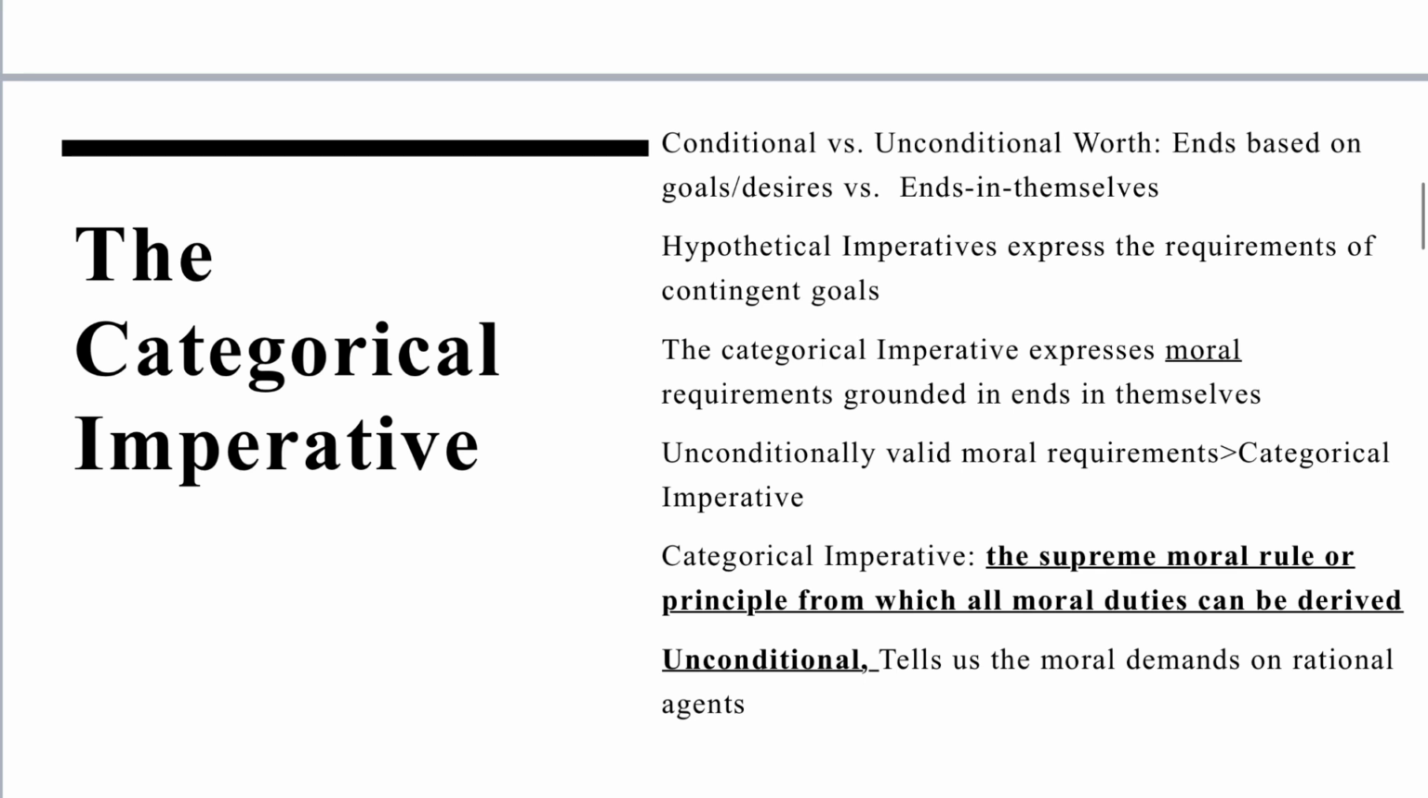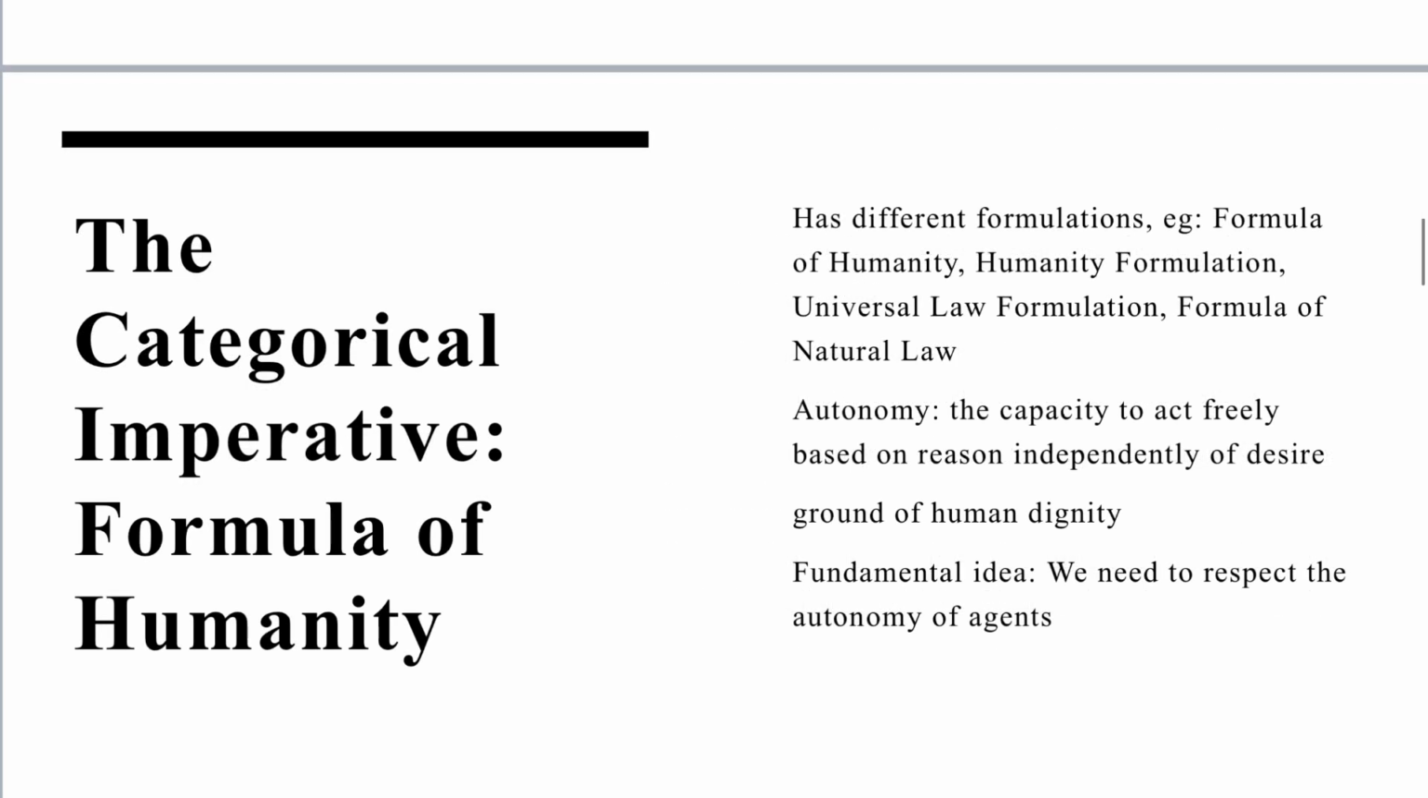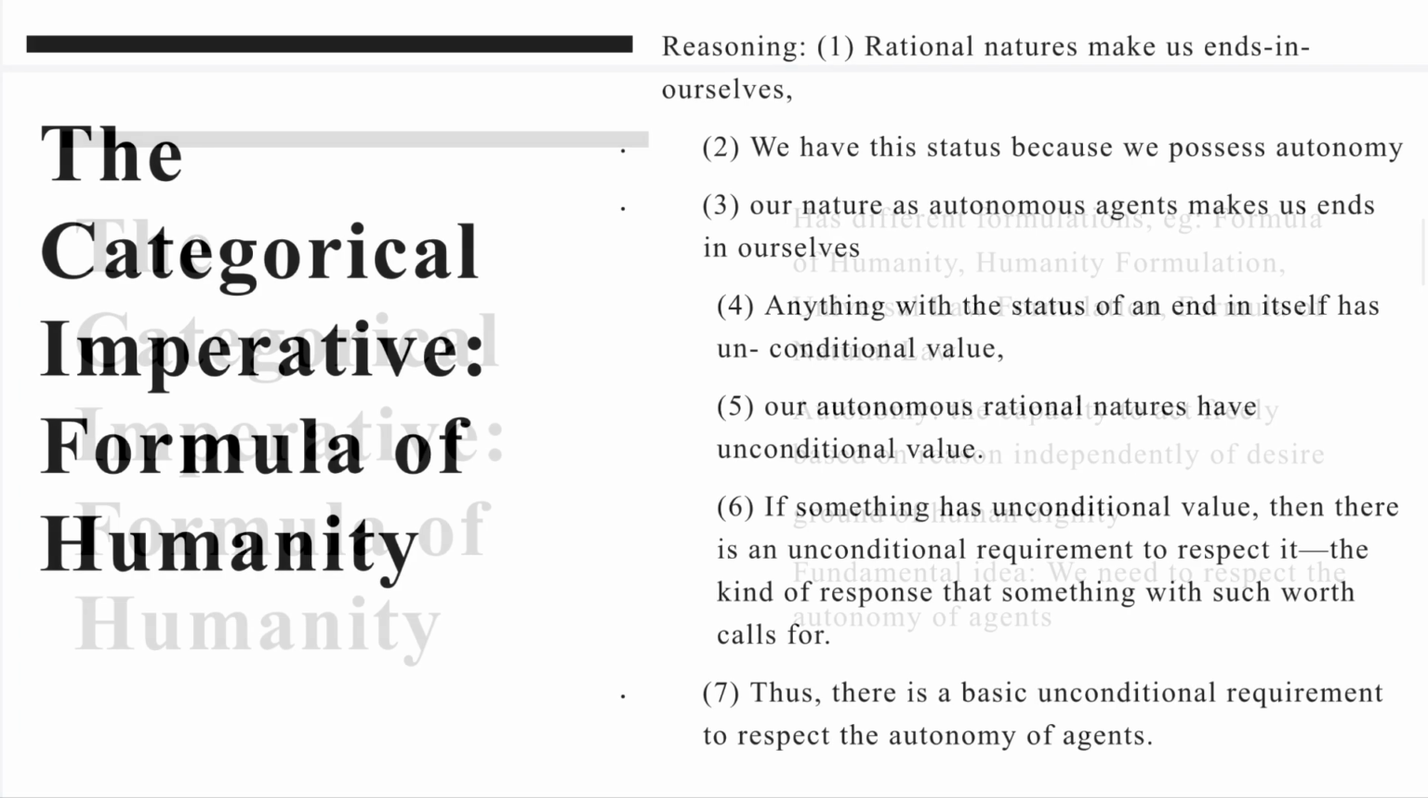So what does this categorical imperative include? It has different formulations. There are several formulations of the categorical imperative, and we'll talk about them one by one. The basic idea is autonomy. So what is autonomy? Autonomy is the capacity to act freely based on reason, independently of desire. Autonomy is the ground of human dignity. The human dignity we have has its basis in autonomy. And the fundamental idea is that we need to respect the autonomy of agents and human dignity. That's like a universal law we have to follow.